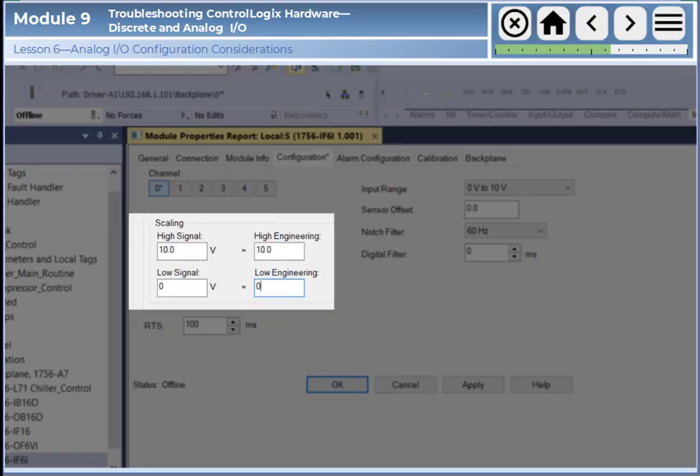If the module reads 0 volts at the input, the tag for the analog channel will read 0. If the input signal is 10 volts, then the tag will read a value of 10.